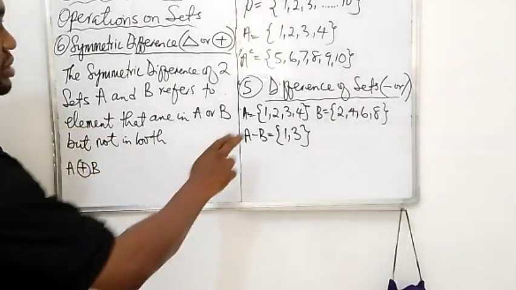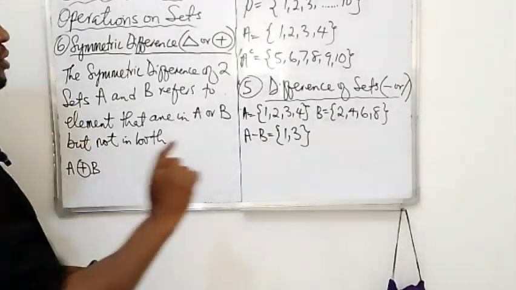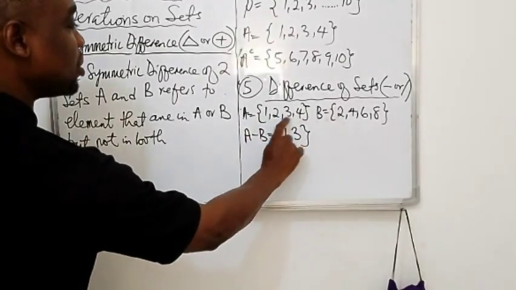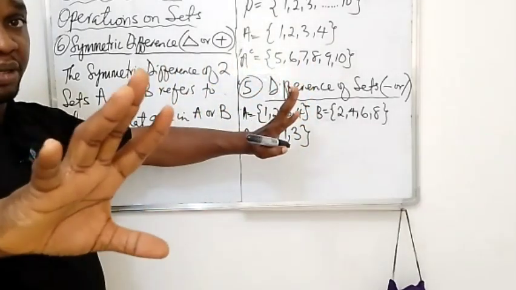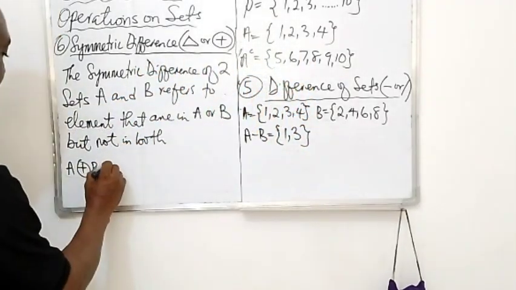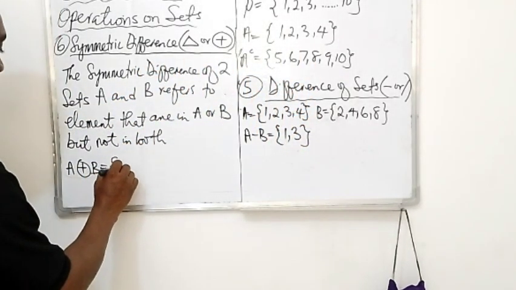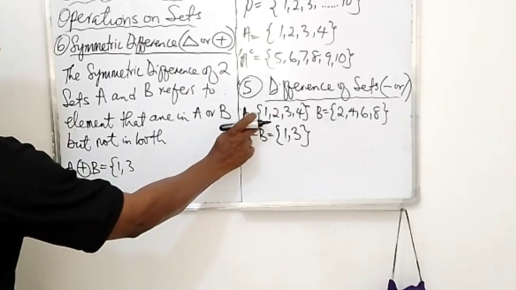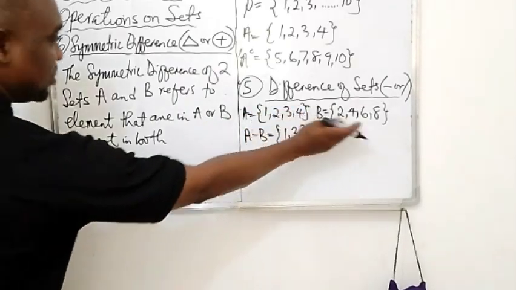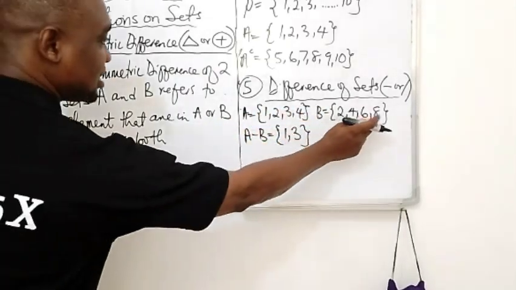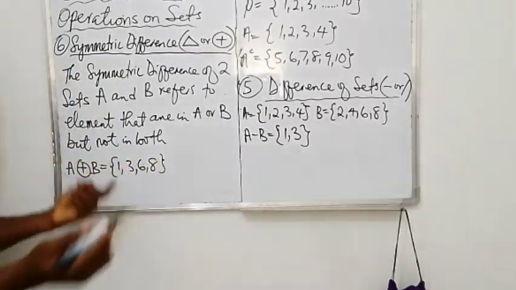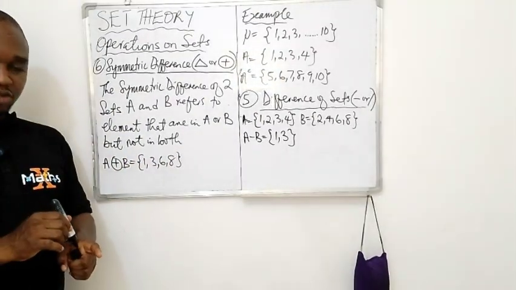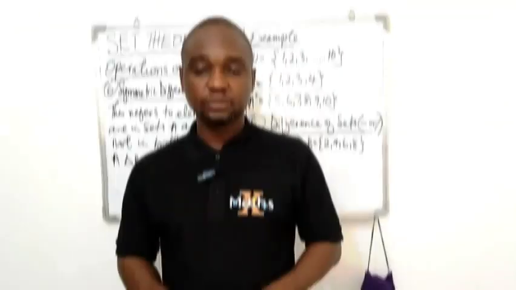Now, if you look at these sets A and B, the elements in both of them are 2 and 4. But there are other elements that are in A or B, but not in both. Picking those elements out, I have a 1, I have a 3. There's 1 here, there's 3 here, but it's not in the other. Continuing, I have 6 and 8. It's as simple as that, my dear students and viewers.